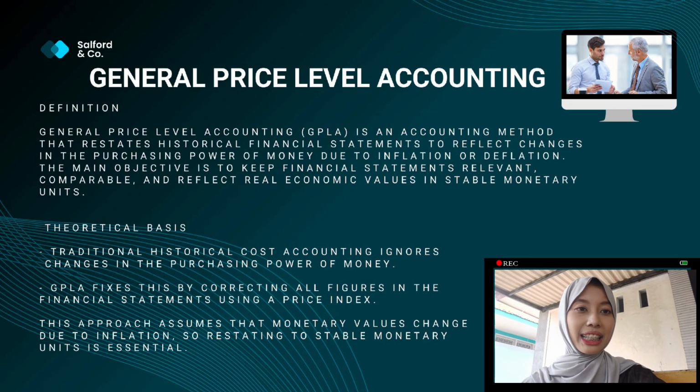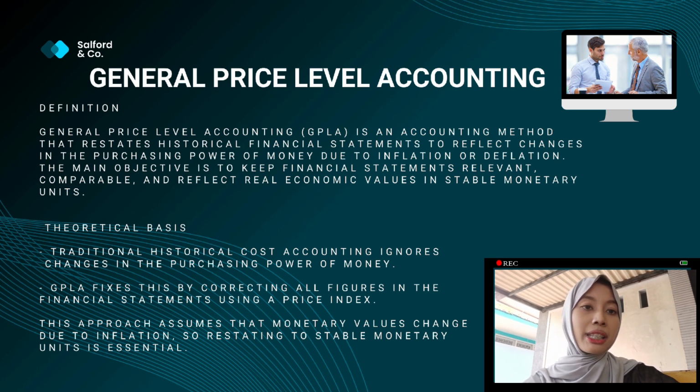Alright, the next material is about General Price Level Accounting, or GPLA. The definition: General Price Level Accounting, GPLA, is an accounting method that restates historical financial statements to reflect changes in the purchasing power of money due to inflation or deflation. The main objective is to keep financial statements relevant, comparable, and reflecting real economic values in stable monetary units.